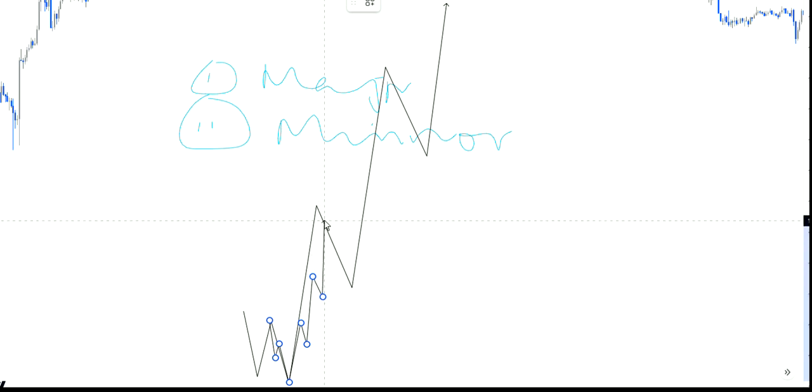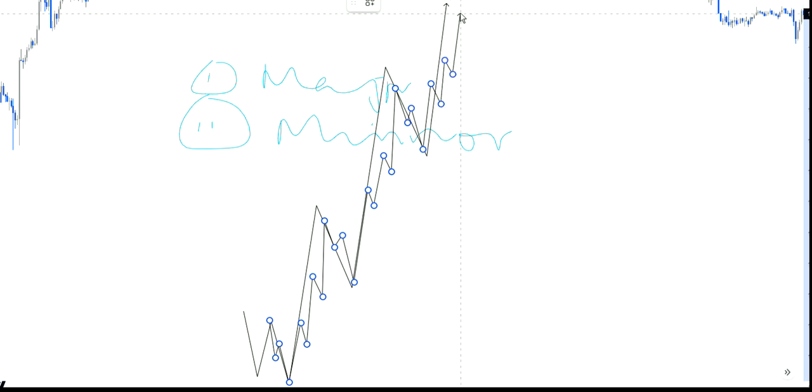Correction after correction, then impulse. Then inside the correction we have another correction right here. Then we have impulse, and inside the impulse we have correction. Then the market is moving up, and inside here we have correction. Then after impulse we have another correction, impulse, correction. Inside there are major levels.